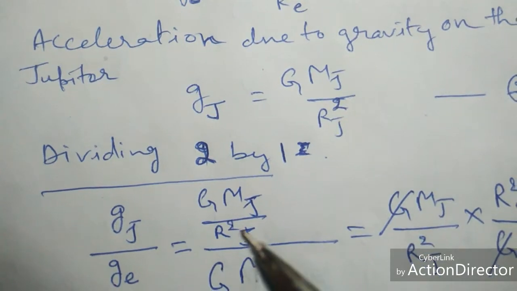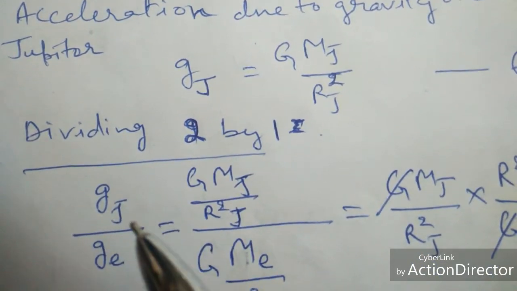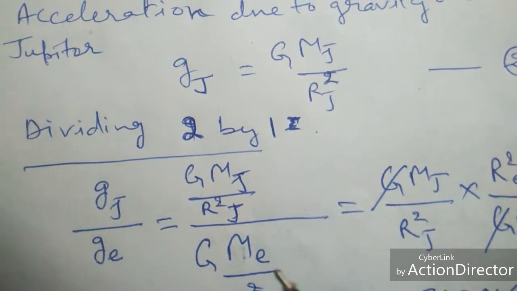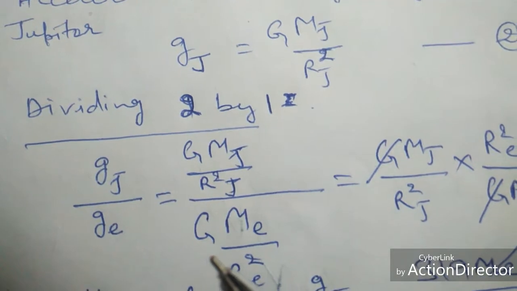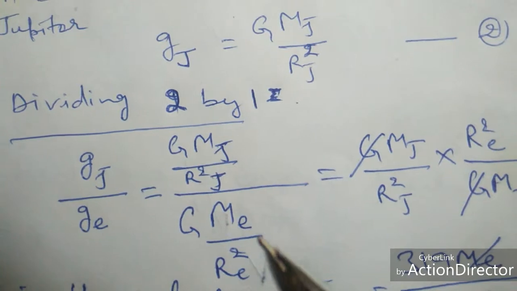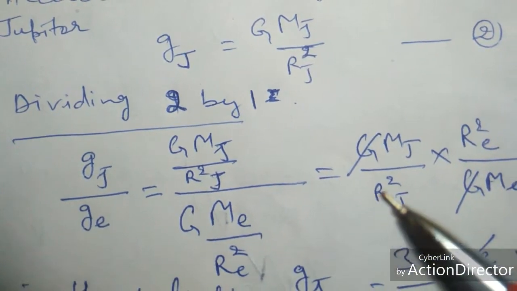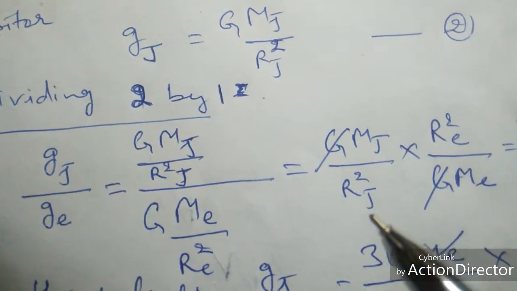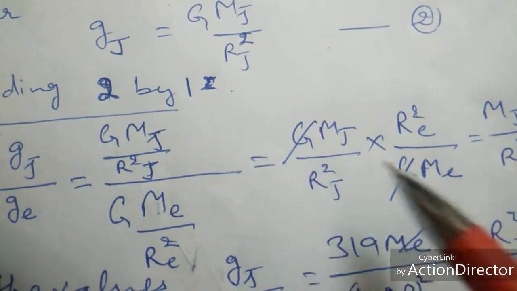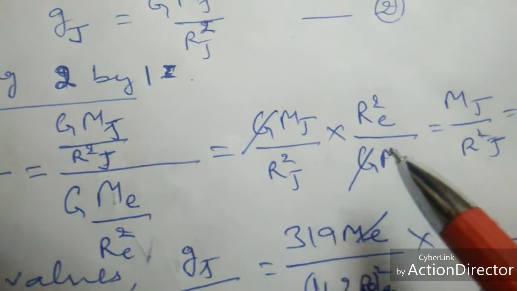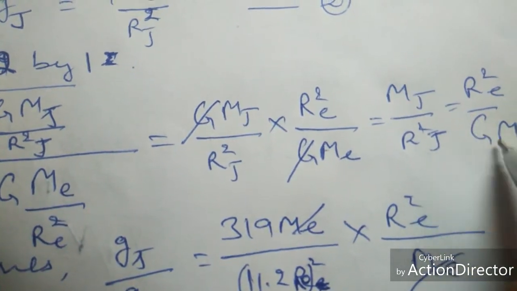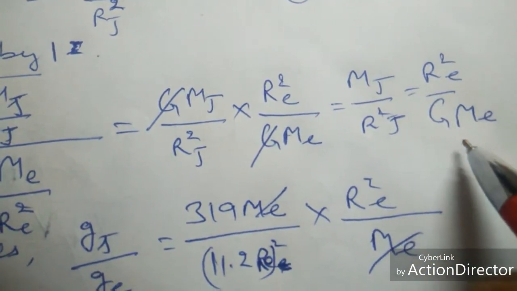So it can be written as I have shown here, that is Gj upon Ge is equal to G Mj upon Rj square, upon G Me upon Re square. Further solving it, it will come out to be G Mj Re square upon G Me Rj square. Here G will be cut by G. The remainder will be Gj upon Ge equal to Mj Re square upon Me Rj square.